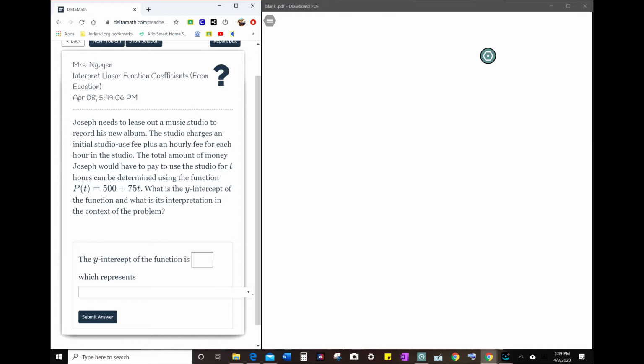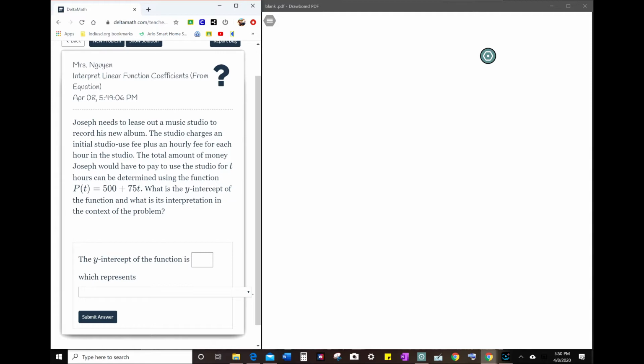Okay, let's start with this problem. Joseph needs to lease out a music studio to record his new album. The studio charges an initial studio use fee plus an hourly fee for each hour in the studio. The total amount of money Joseph would have to pay to use the studio for T hours can be determined using the function P of T equals 500 plus 75T. What is the y-intercept of the function, and what is its interpretation in the context of the problem?